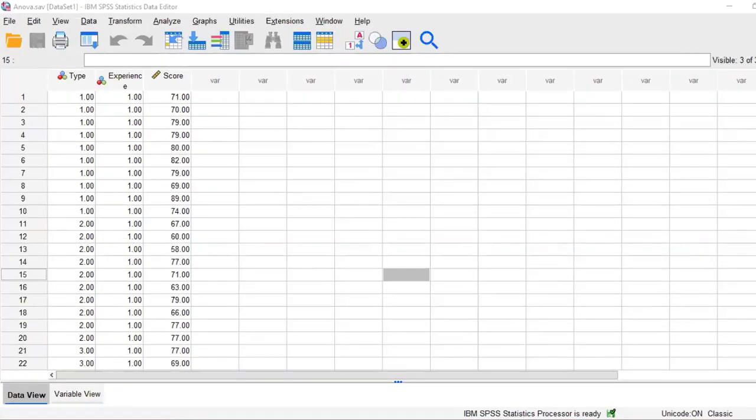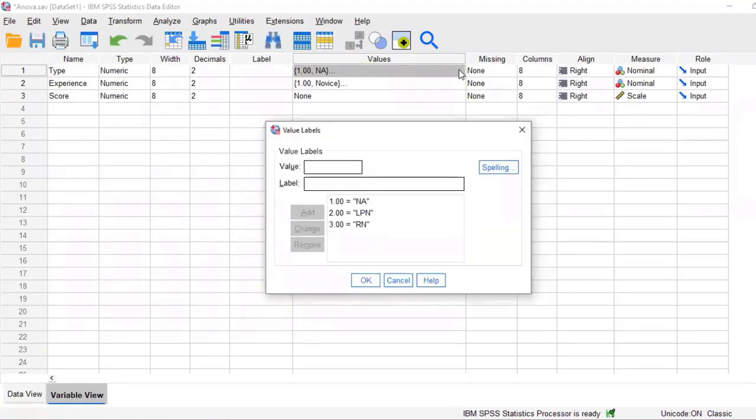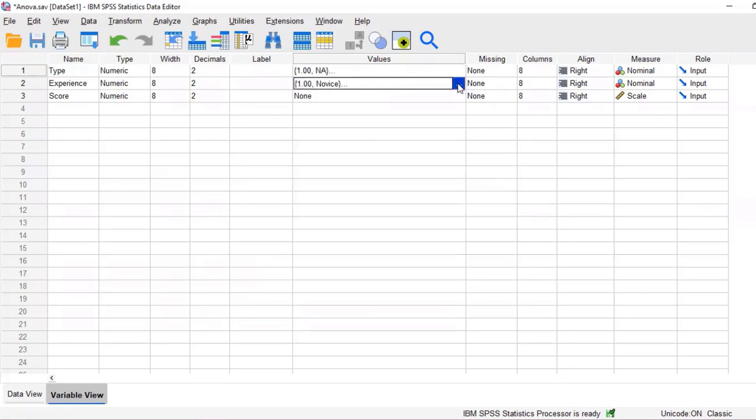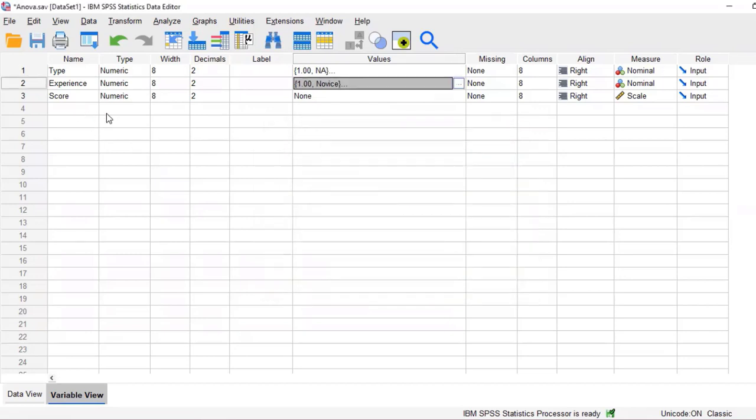Again, we're only working in SPSS this week because Excel is just not as efficient with ANOVAs. This particular data set is data on nurses. This is the type of nurse. We have nursing assistants, LPNs, and RNs. Here, we also have nurses ranked on their experience, whether they're novices who have just started their job or whether they're an expert who have multiple years of experience. Here, every nurse is given a score.